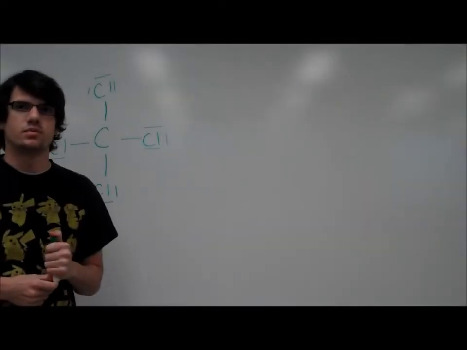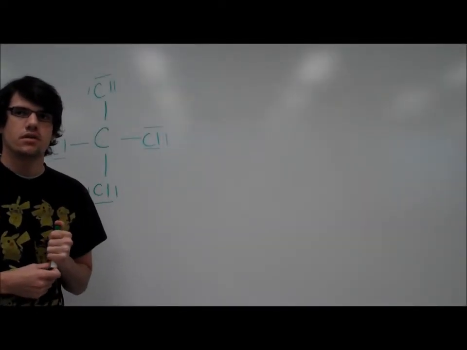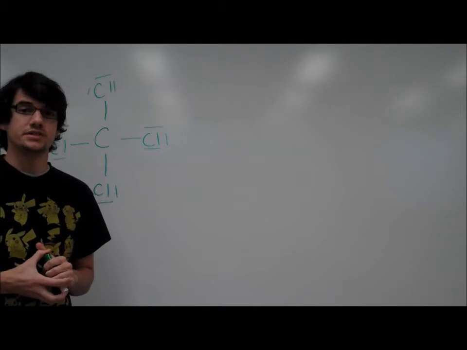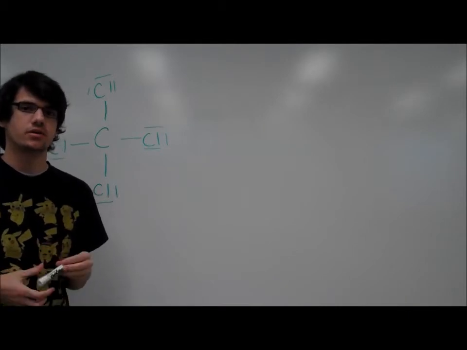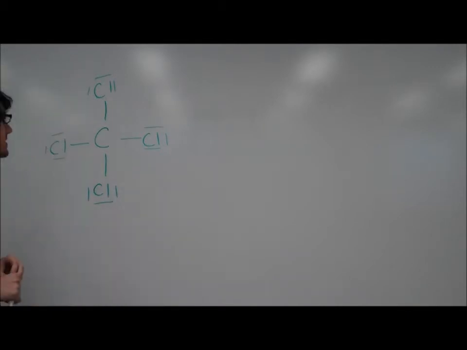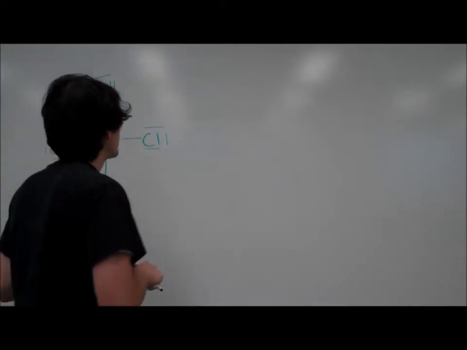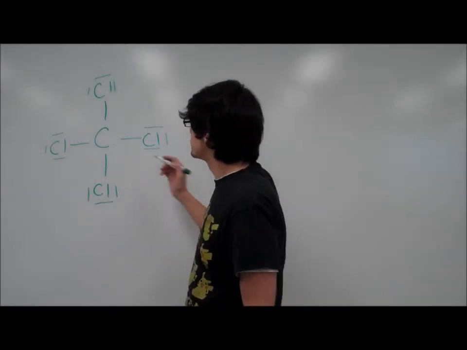We will now determine the formal charge of our molecules. The formal charge will help us determine the efficiency of the electron distribution in the molecule. We'll start out with CCl4. We'll first figure out the charge for carbon.